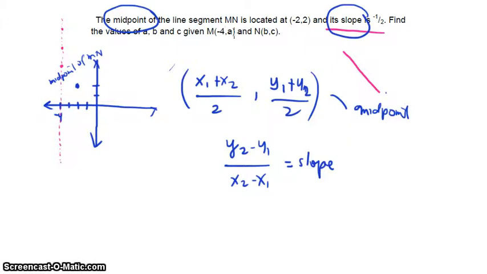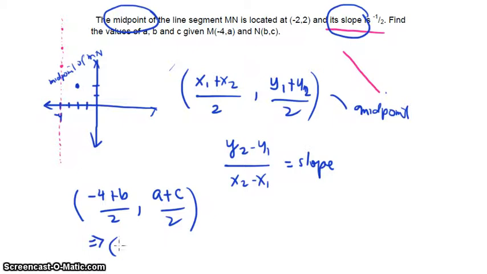Now let's use the numbers and the letters used for M and N. So in this setup, for the midpoint, if the x values are negative 4 and b, that means the midpoint is (-4 + b)/2, and for the y it is (a + c)/2. Now take note that this is equal to, from the given, negative 2 and positive 2. So that means (-4 + b)/2 must be -2, and (a + c)/2 should be equal to positive 2.